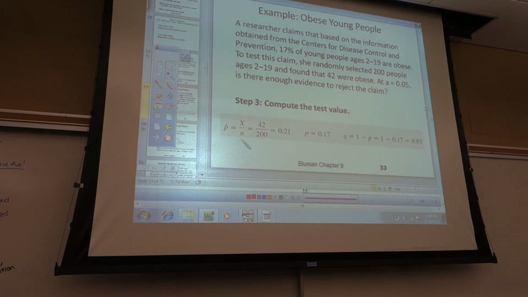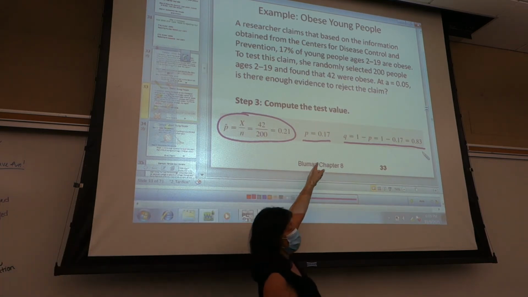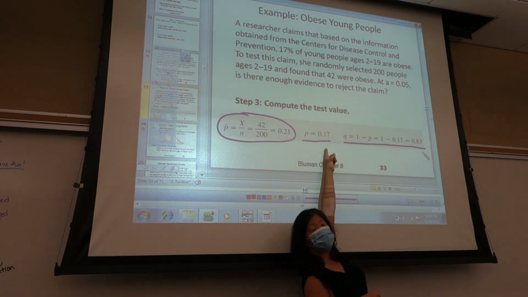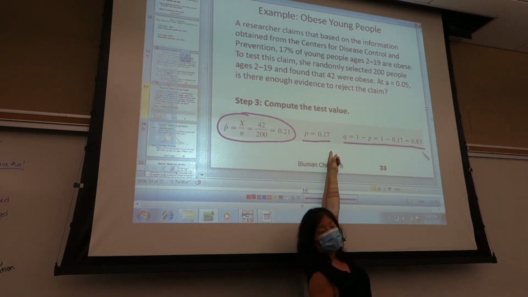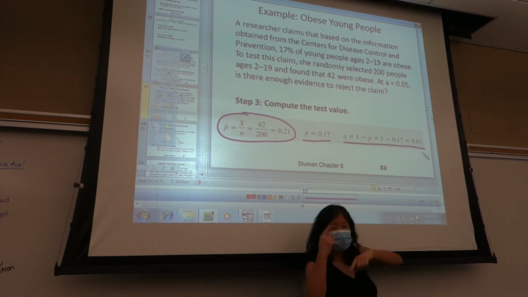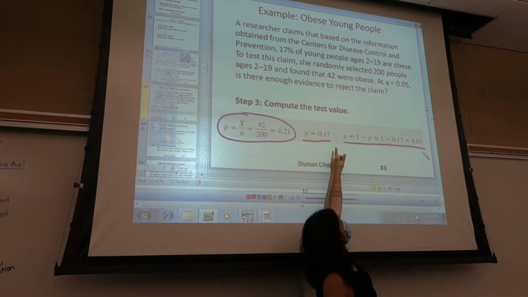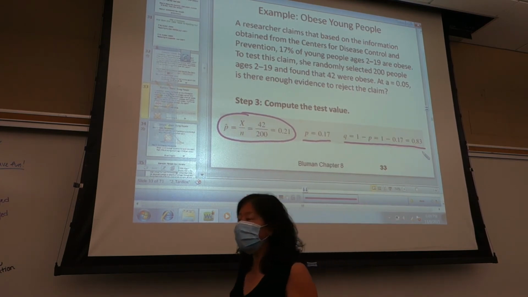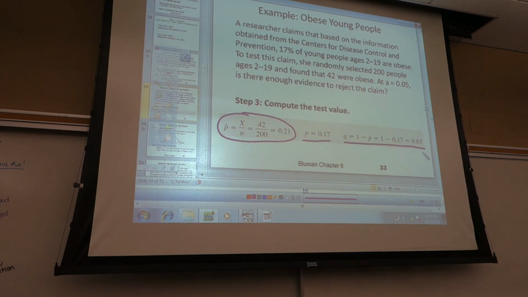So here are my pieces. My p hat, 42 out of 200, is 21%. My P is from my claim, 0.17, and my Q is 1 minus that, 0.83. Remember, the P and Q that I use in the little square root part are from the claim, because I'm assuming the claim is correct. I'm assuming H naught is correct. So whatever numbers are in the claim, that's what I'm going to use here. We're assuming it's 0.17, and then we'll see how things go from there.